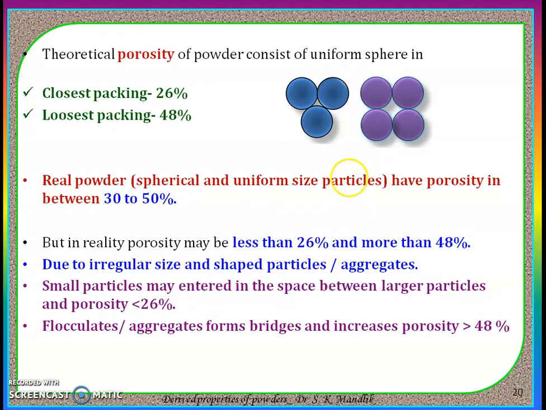The closest packing has 26% porosity, whereas the loosest packing has 48% porosity. So really, powders have porosity between 30 to 50% by considering the spherical shape. But in reality, it could be lesser than 26%, it could be more than 48%. It depends on the irregular particle size and the particle aggregates.